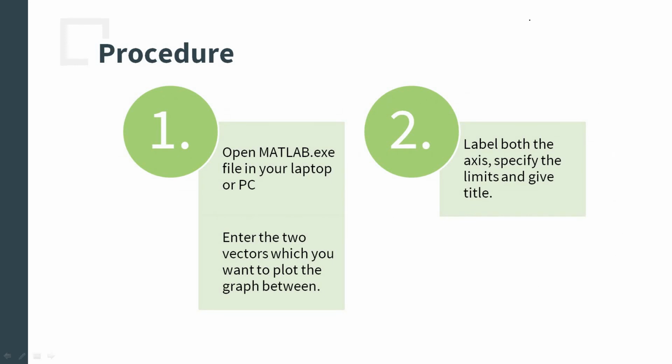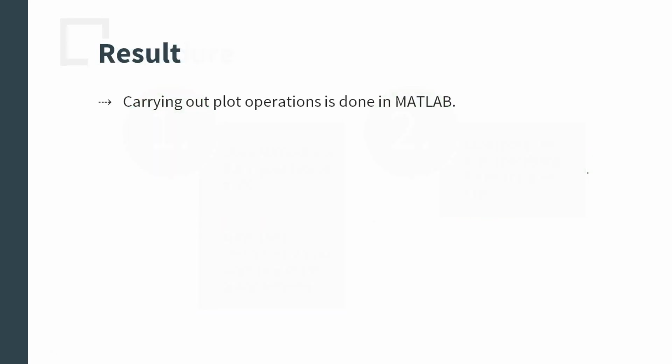So what would be the procedure for the above experiment? First of all, open matlab.exe on your laptop or PC, enter the two vectors between which you want to plot the graph, label both the axes using the particular command, specify the limits and give the title. Okay, so let's do the experiment.